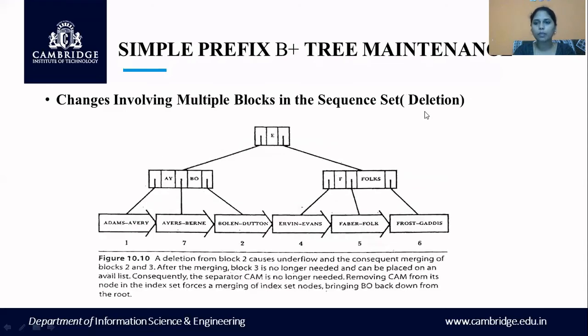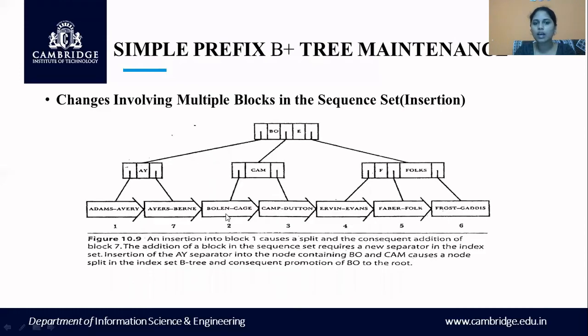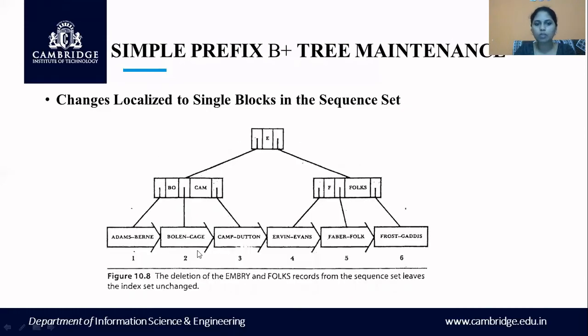The second type of change can happen due to deletion. Changes involving multiple blocks in the sequence set due to deletion. That means, let's say you're deleting a record from one of the blocks, which is causing the index set also to change. That is the change that is involved in this maintenance. So you can see the description that is given here. A deletion from block 2. Let's say we are deleting a record from block 2.